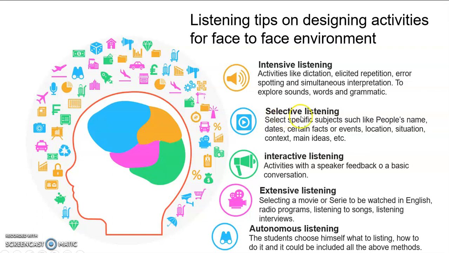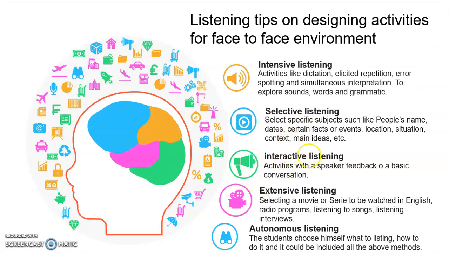On second hand, we have selective listening. It has to do with specific subjects, such as when they pick up a subject, for example people's names, dates, addresses, or some facts or events they want to talk about. For example, American history, or locations, or situations such as ordering food in a restaurant, buying tickets in the cinema, or at the airport. They can just pick up the subject and listen about it so they can work on that.